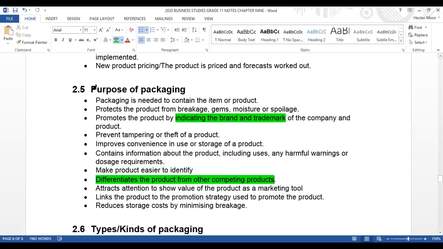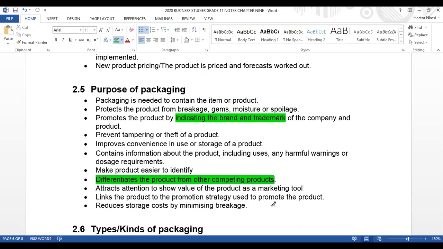Also, another purpose of packaging is that it attracts attention and shows the value of the product as a marketing tool. Very, very important, boys and girls. It is very vital for you to know how important packaging is to our lives. Why do we need to package?